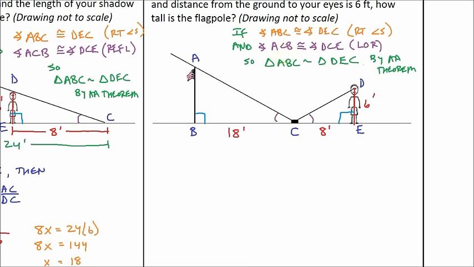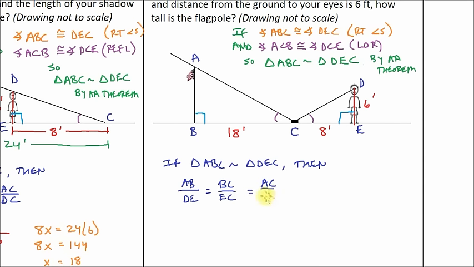Alright, let's do what we did before. If triangle ABC is similar to triangle DEC, then we can write a statement of proportionality. Then we know that AB is corresponding to DE. Those are the first two positions. BC is corresponding to EC. And AC, the first and the third letters, correspond to DC. There's our statement of proportionality.